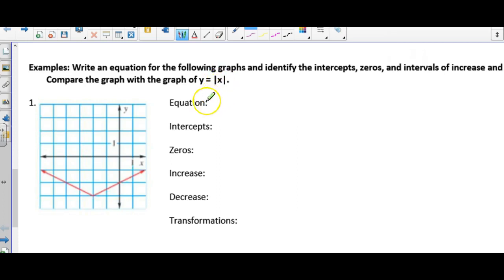So the first thing I'm going to do is make an equation based off this graph. The first thing I want to point out to you guys, we're going to look at this point, the vertex. We need to come up with our a value. And our a value is also called our slope. A and slope are the same thing.